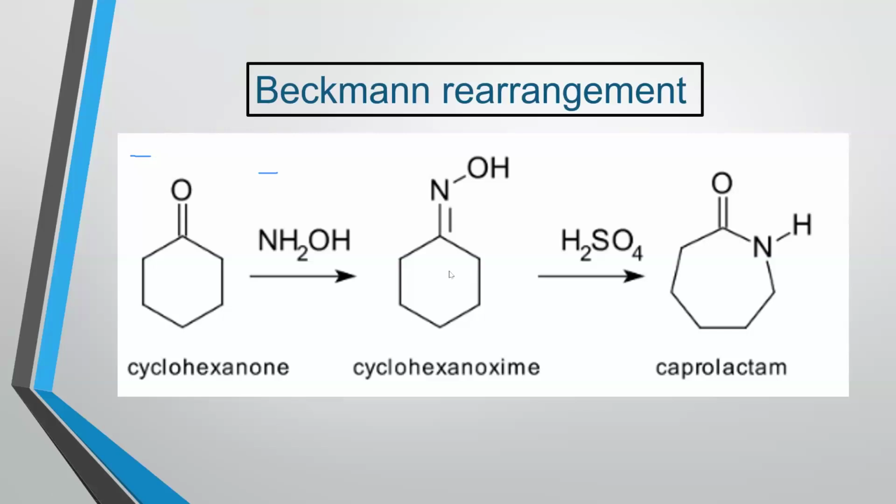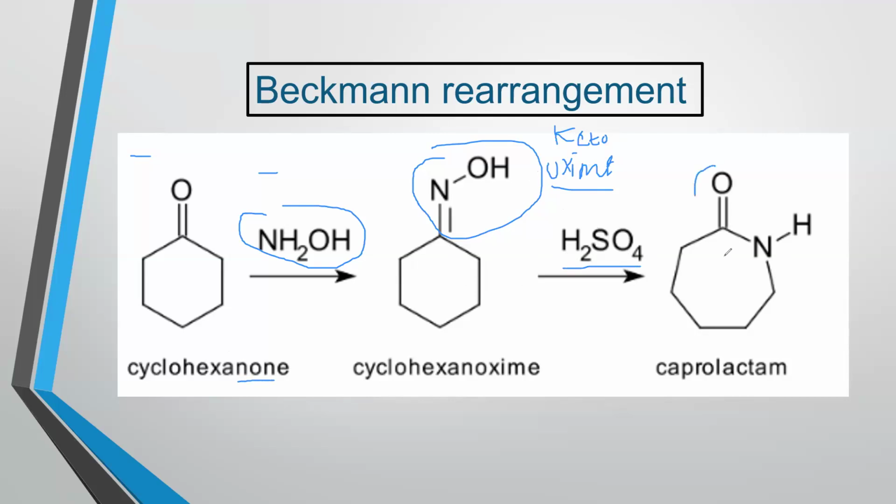What happens in the case of Beckmann rearrangement? A carbonyl compound will react with hydroxylamine and then it forms an oxime. This group is known as oxime. When the starting material is a ketone, this intermediate is known as ketoxime. Then it undergoes removal of water, and the end product is a substituted amide. This group is amide, right? And what is the name of this compound?